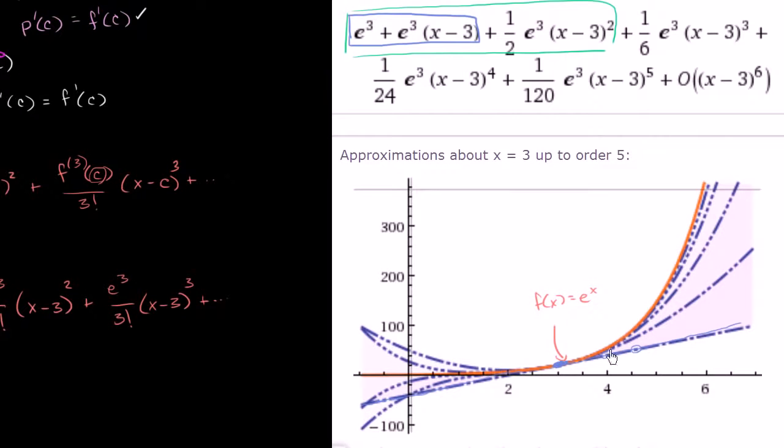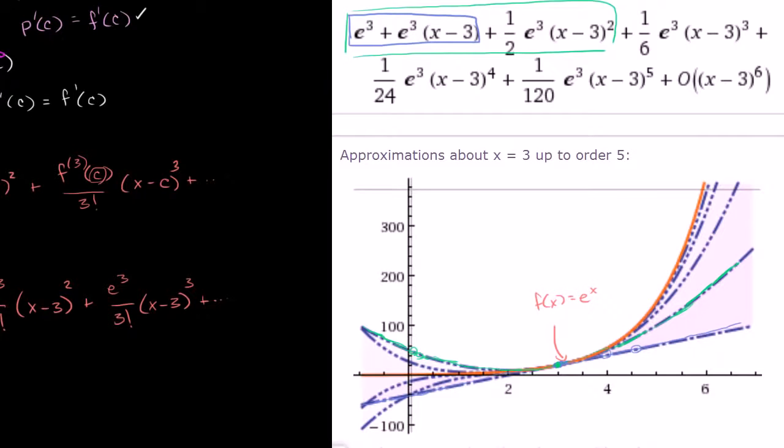So let's look for 2 dots. So that's this one right over here. See, notice 1, 2 dots. So you have 2 dots, and it comes in. And this is a parabola. It's a second degree polynomial, and then it comes back like this. But notice, it does a better job, especially around x equals 3, of approximating e to the x. It stays with the curve a little bit longer.